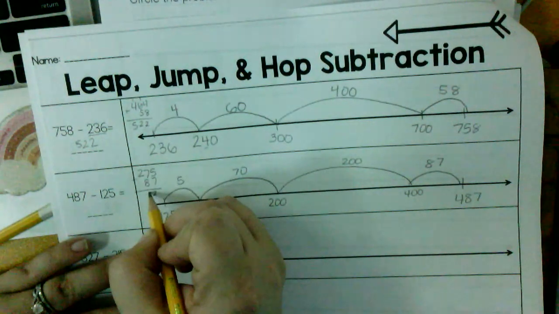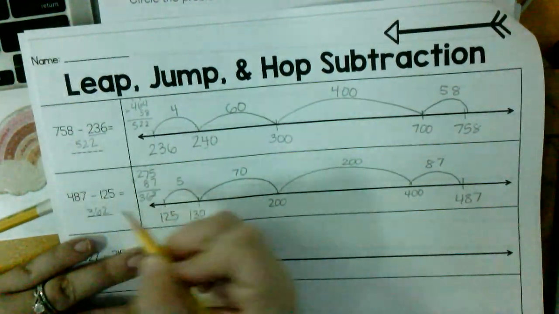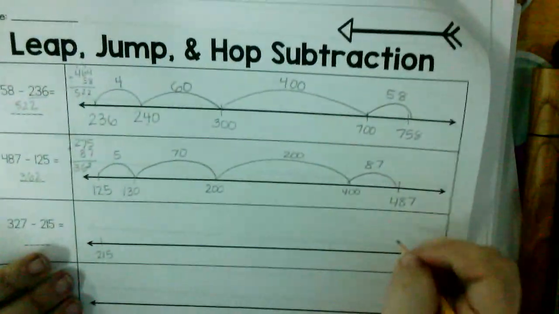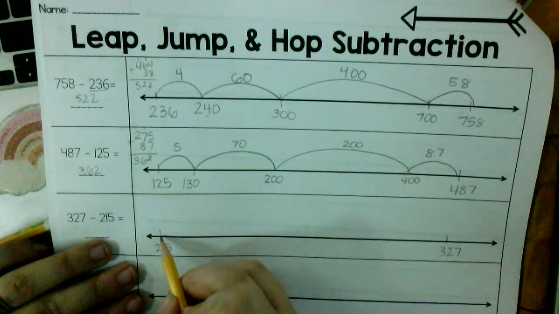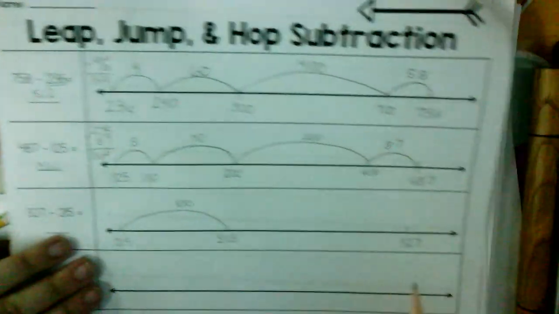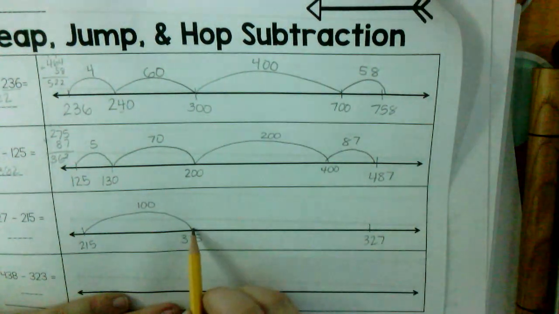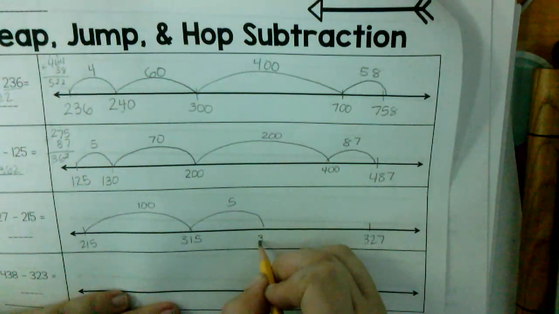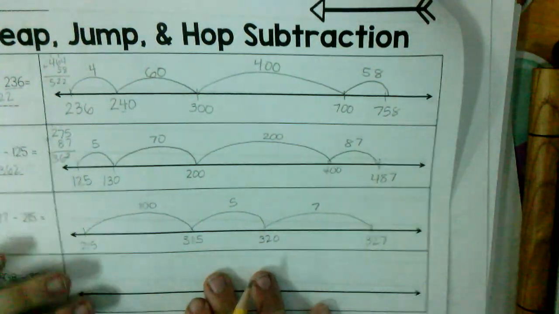If your child wants to, they can do whatever jumps make sense to them. I've seen a lot of students who, instead of getting to the nearest 10, will start by adding 100 right away if they can. So add 100, now I'm at 315. You don't need to worry if the jumps are proportionate in size to the actual numbers. But here we would just go maybe 5 more to 320, and then 7 more. So 100 plus 5 plus 7, 112.